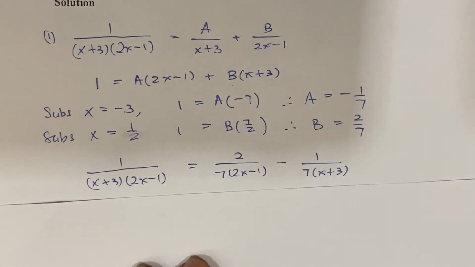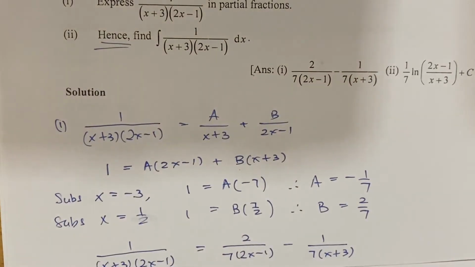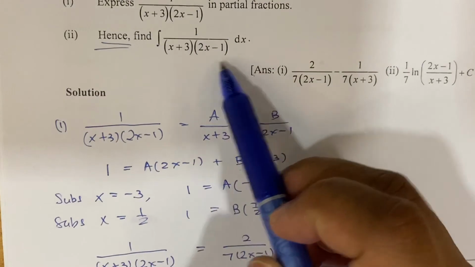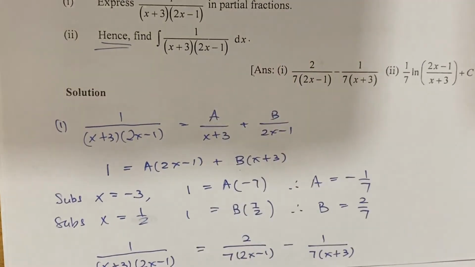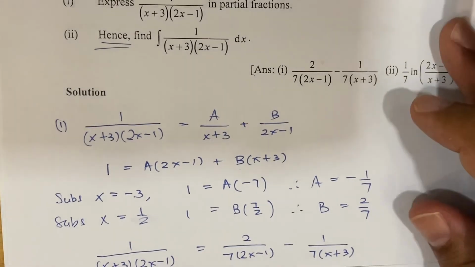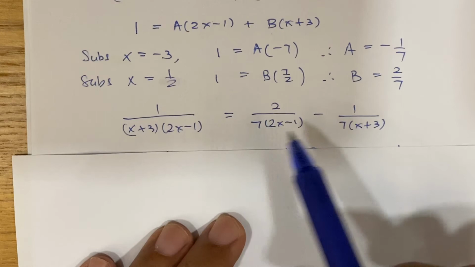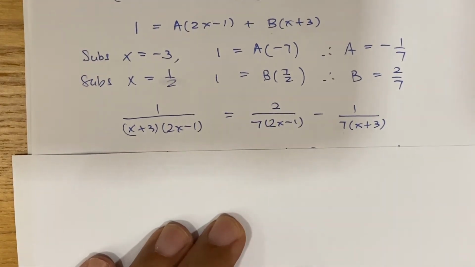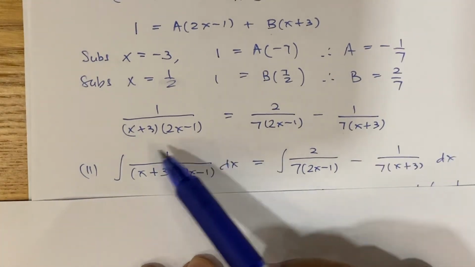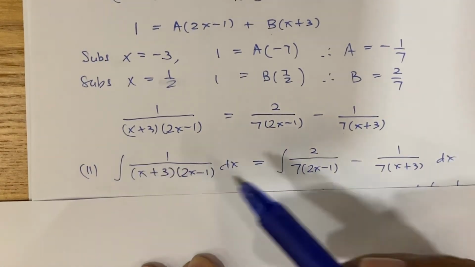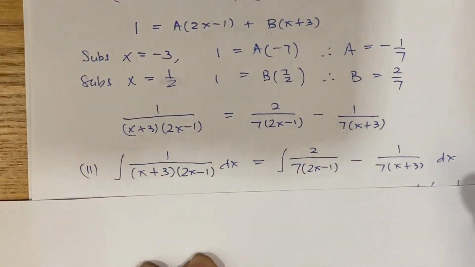Now, let's do part 2. Part 2, please take note. What the question actually wants us to do is that when you integrate this, we can't integrate this. There's no formula to integrate this. However, because these two are equivalent, in part 2 we can change this function here to become this function. That's the idea to this question.